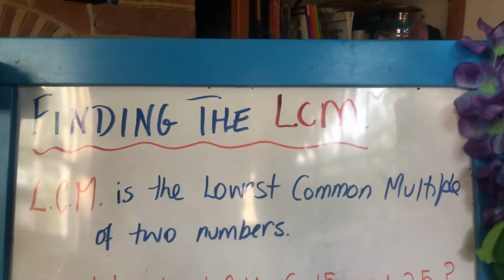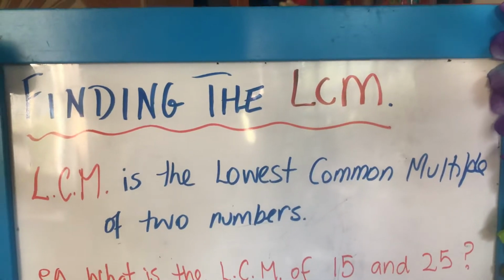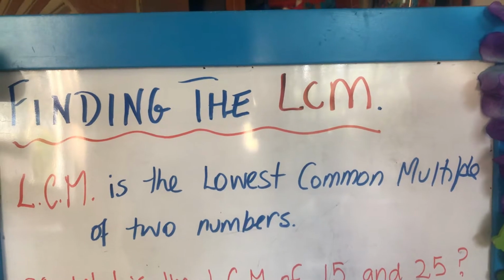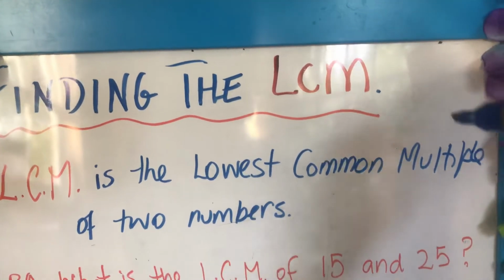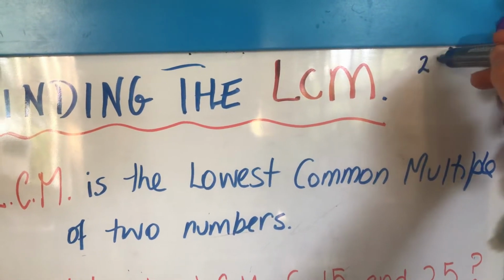Good morning everybody. Today's lesson is on finding the lowest common multiple of two numbers. So could you please write the title, the lowest common multiple of two numbers. That's our aim today, the 25th of June.